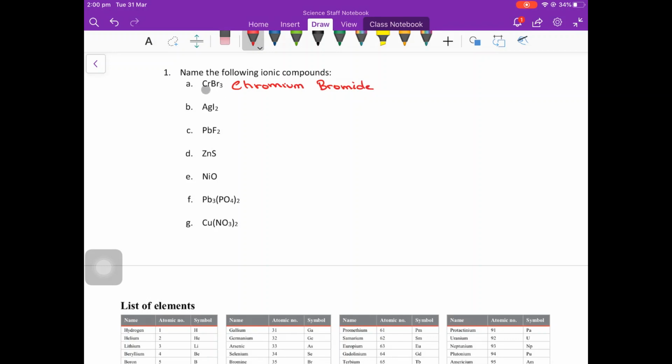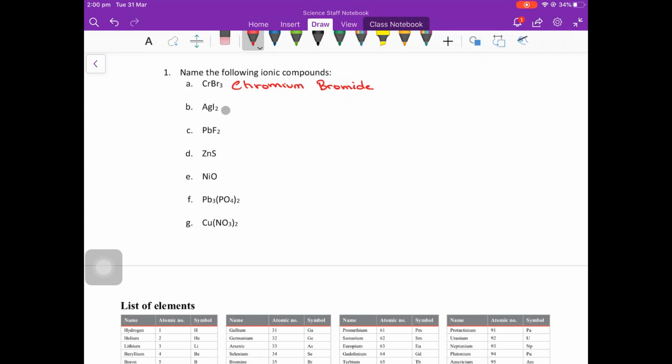Note that although we had one chromium cation and three bromide anions, we don't need to indicate that anywhere in the name, because ionic compounds exist in fixed ratios. That means chromium bromide is always going to be one chromium ion to three bromide ions, a 1:3 ratio. It's never going to change, and therefore we don't need to indicate the numbers of each that we have.